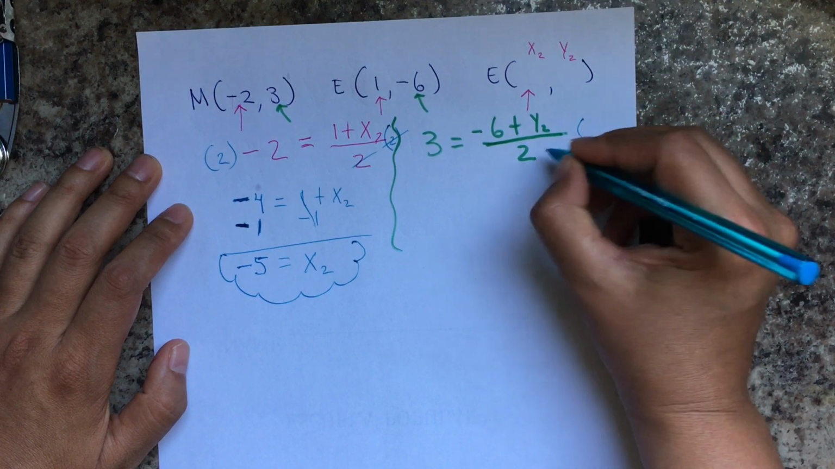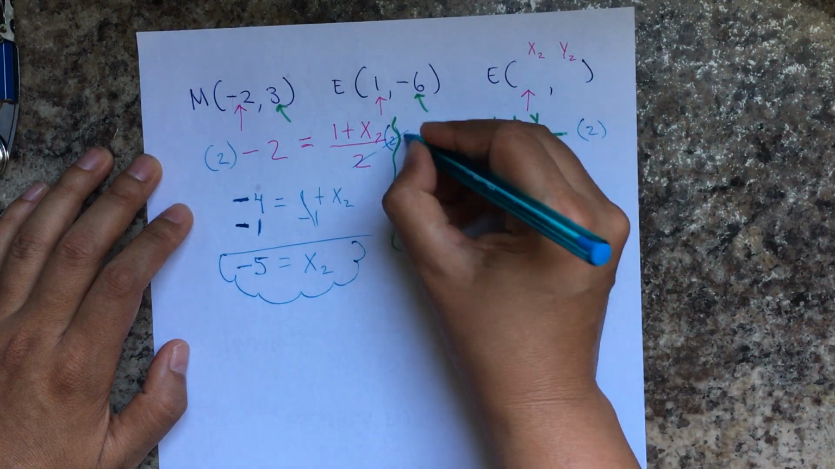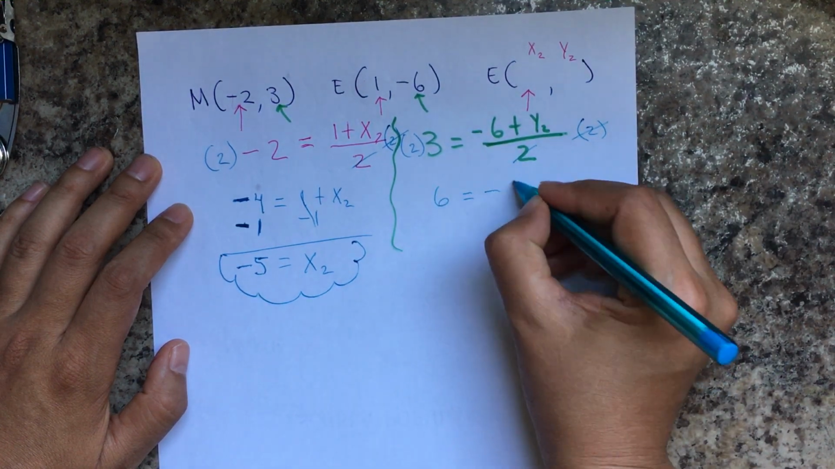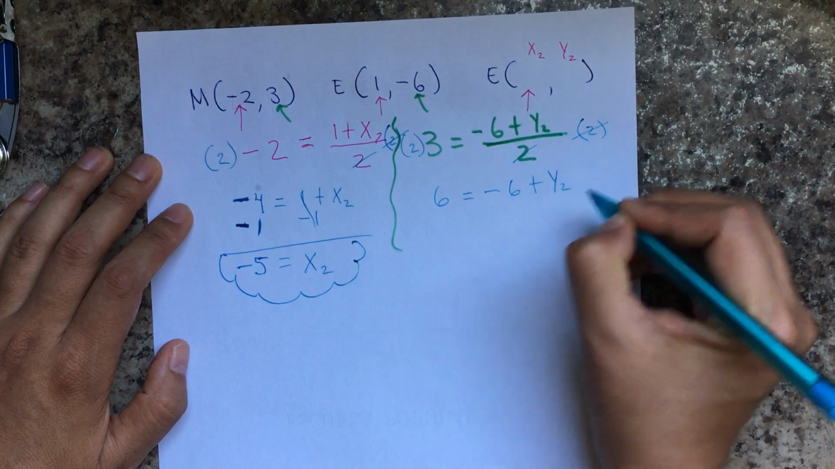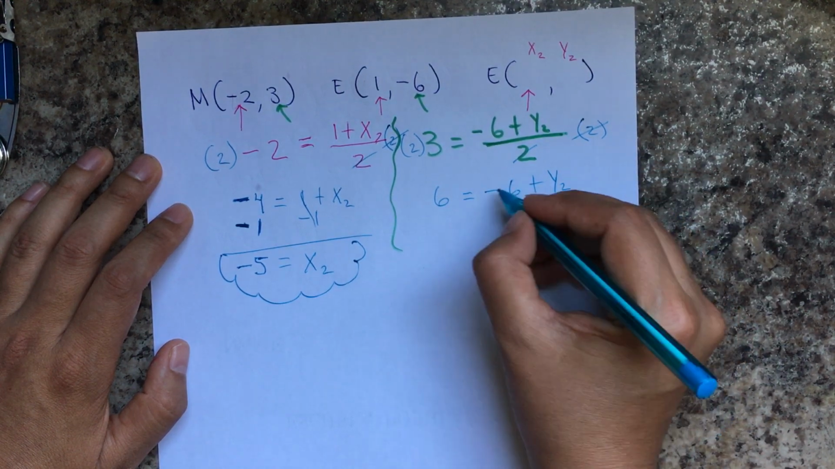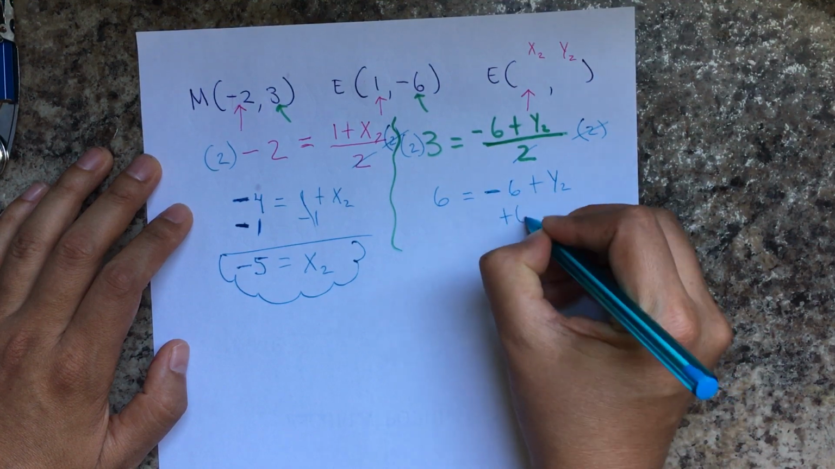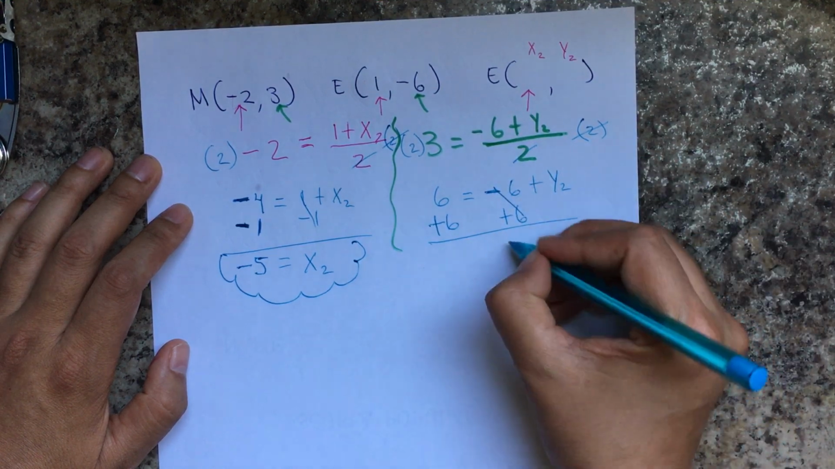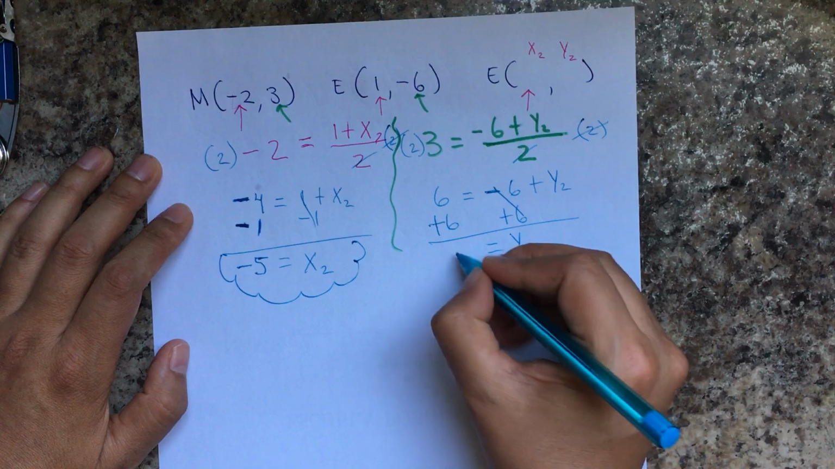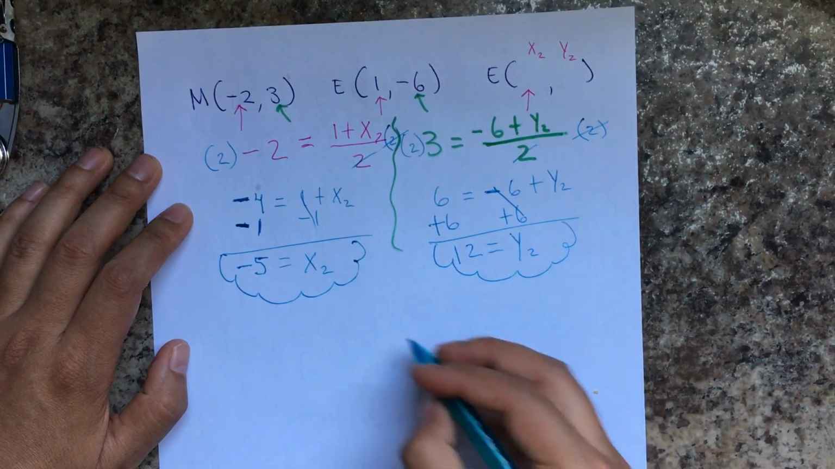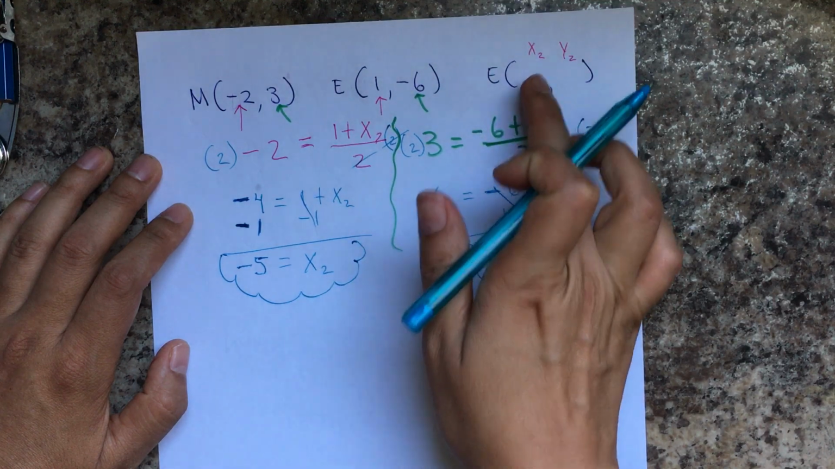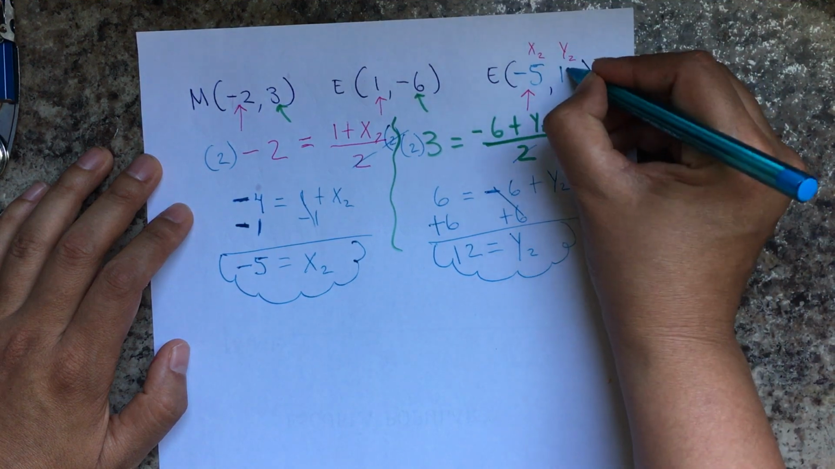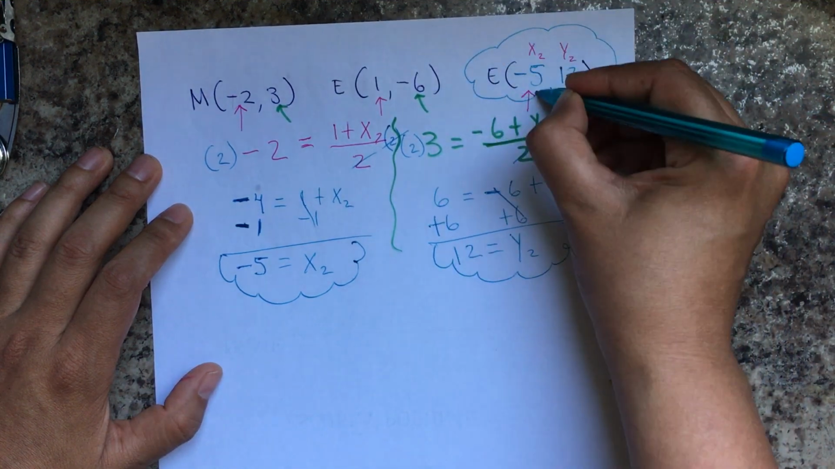Okay, and so in here, if I'm dividing by 2, the opposite is to multiply by 2. 2 times 3 is 6. Negative 6 plus y2. If I'm adding a negative 6, that means that I'm going to have to add 6 to cancel this. And so this cancels, and my y2 will be 12. Okay, so this is the second endpoint. So x2 is negative 5, and y2 is 12. So this is the answer right here.